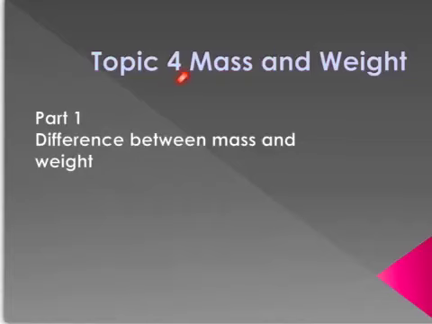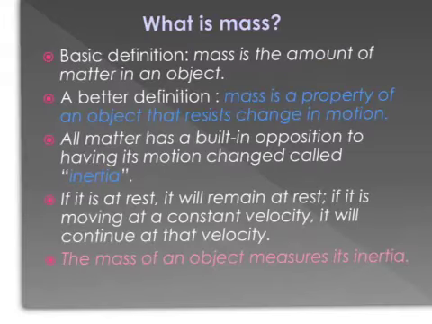Topic 4, mass and weight. And part 1 is dealing with the difference between mass and weight. What is mass? The basic definition is mass is the amount of matter or material or substance in an object.